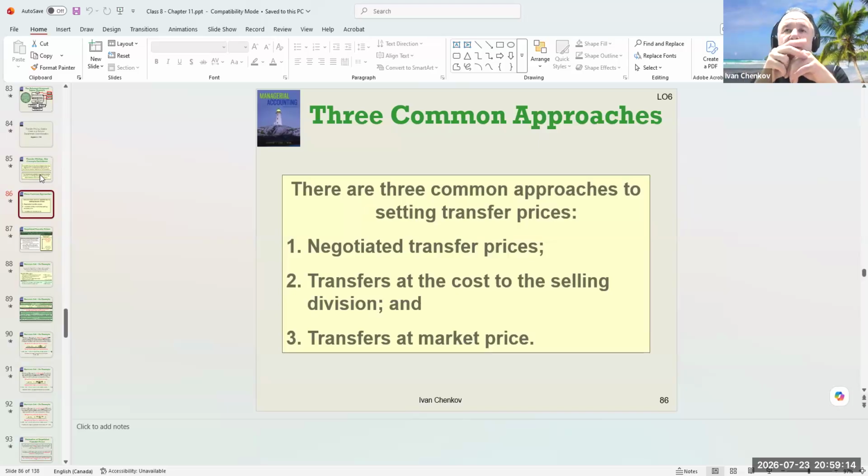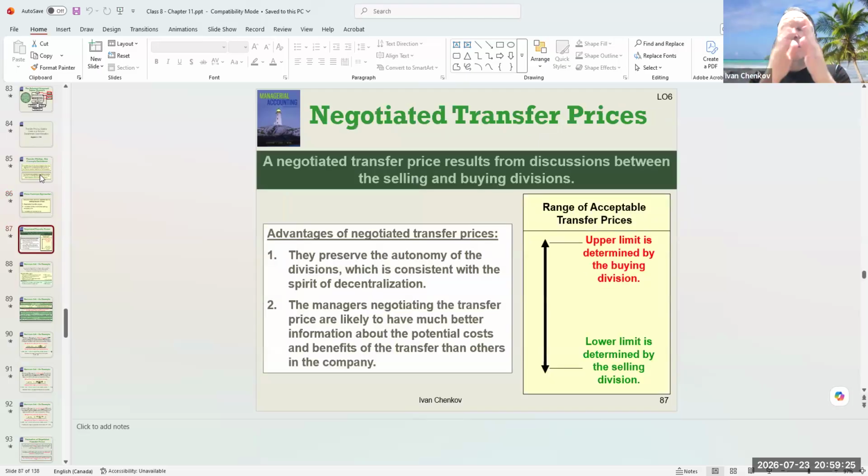The second one is the transfer pricing at the cost of the selling division. And the last one is the transfer at the market price, what we usually sell at on the market if you're the selling division. So in this case, we're going to have two divisions: the buying division, the one who needs the items, and the selling division, the one that provides the items. The selling division can sell to third parties, and the buying division can buy from outside parties. Having that in mind, we have to set up our limits for the transfer pricing to exist.